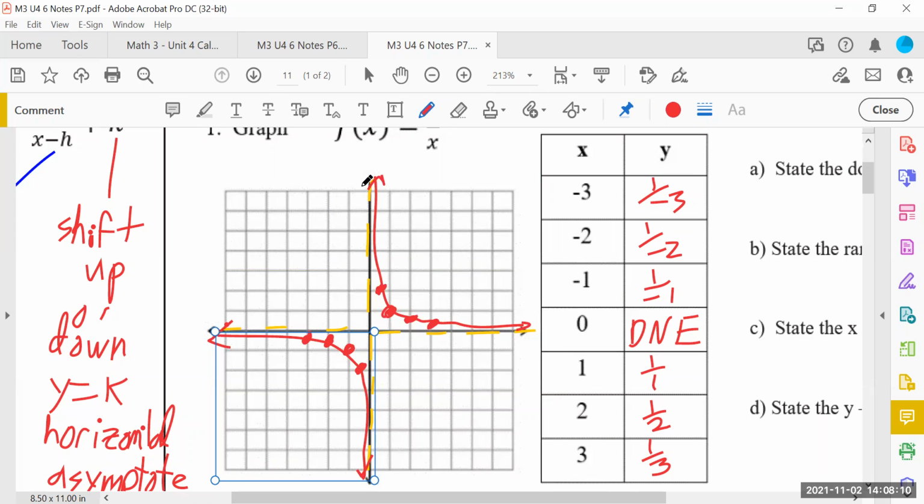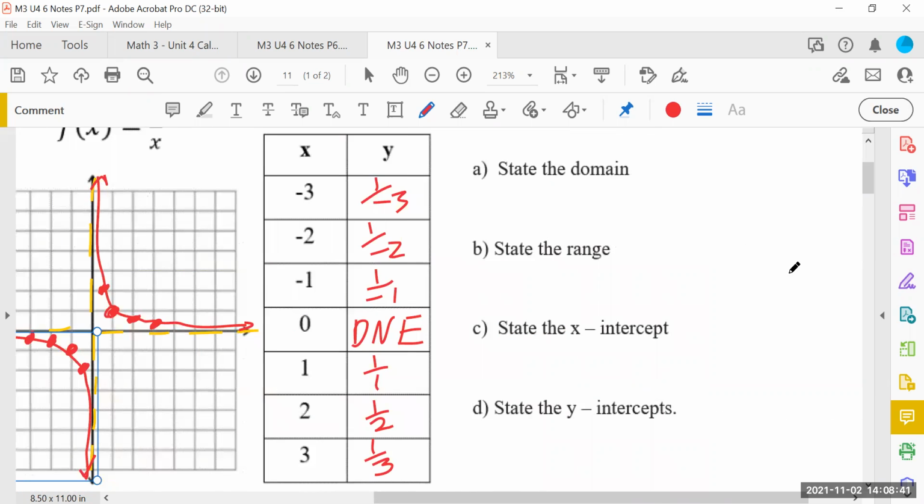Now, this is actually a fancier graph, a more exact graph than I'm going to expect from you. For the homework, I literally just need 2 points, one on the left and one on the right of the vertical asymptote. As long as you get 1 point on the left of the vertical asymptote and one on the right of the vertical asymptote, that will be enough to make sure that you're graphing in the right spot. So now let's talk about these questions. They've got all these questions of describing the graph.